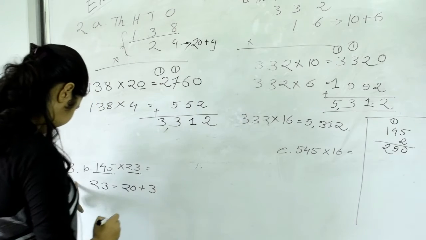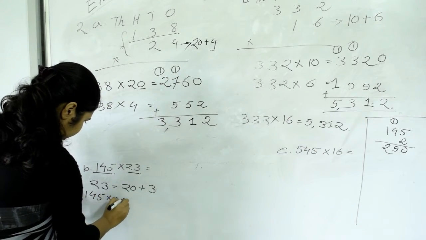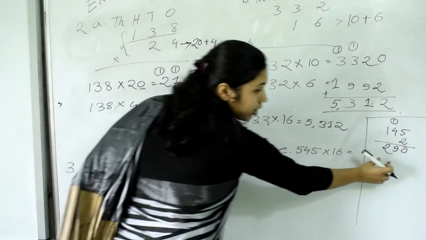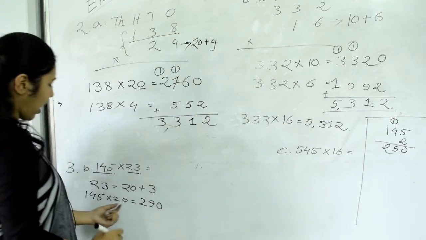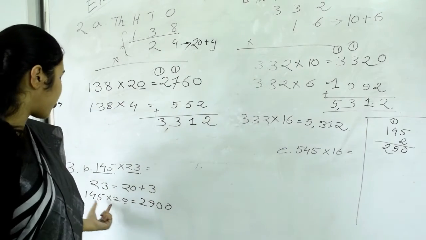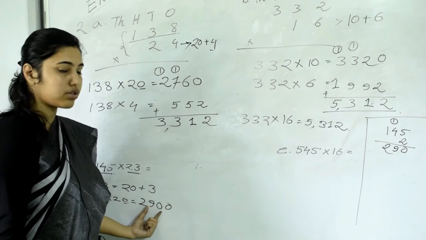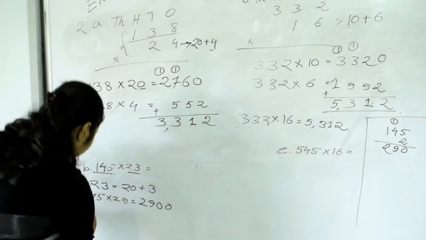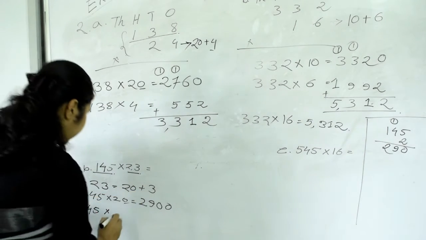So write 145 into 20 equals 290 and then add this 0 in ones place. So our product is 2900. Next multiply 145 with 3.